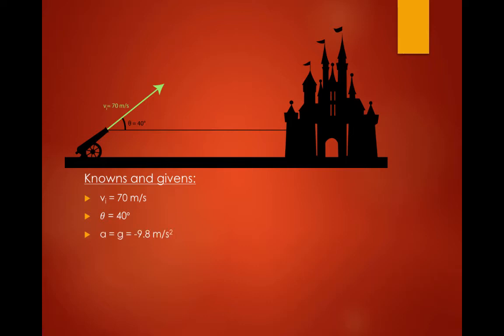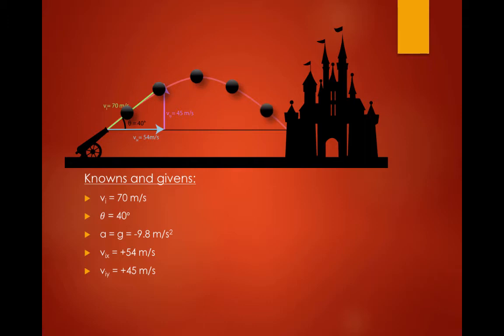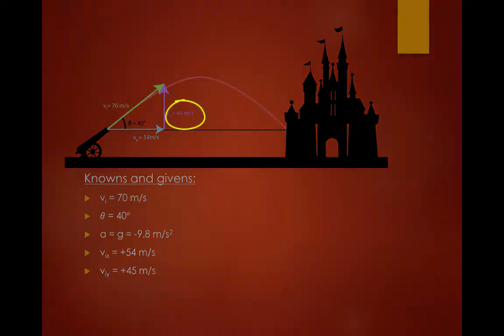Using the cosine ratio, we can determine that the x component of the initial velocity is 54 meters per second. Using the sine ratio, the y component is calculated to be 45 meters per second. Now we know that the cannonball path will not be a straight line, rather a curve similar to a parabola, as an unequal force called gravity will be acting on it. Now under ideal conditions, the only component of velocity that should change is the y component. X will remain a constant during the entire trip of the cannonball.